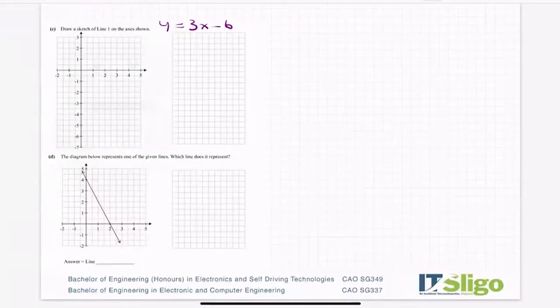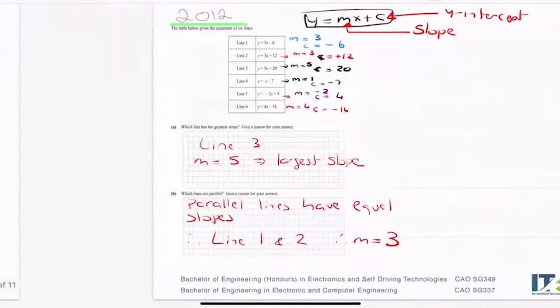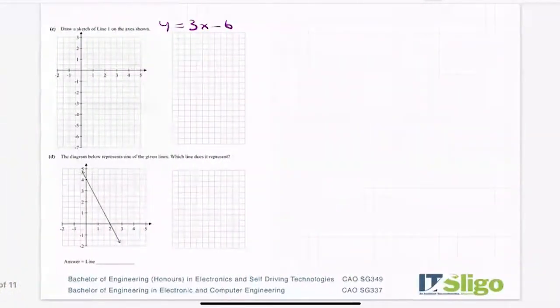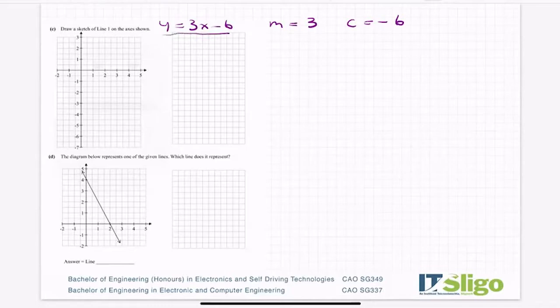Okay, so part C, draw a sketch of line 1 on the axis shown. So I've just written down the equation of line 1 there, y is equal to 3x minus 6, and I need to draw it. Remember we established that the slope was 3 and the y-intercept was -6. Now it's easy to draw a line when you have 2 points. How do you draw a line when you have no points? You just have the equation. Well, you do have 1 point, and it's where it cuts the y-axis.